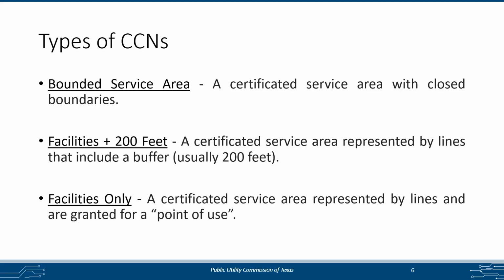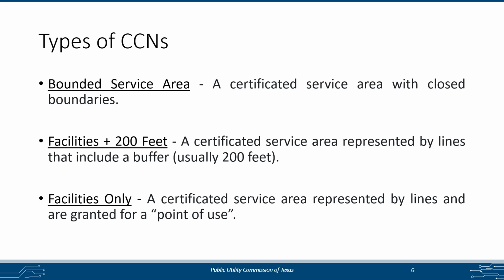So focusing on CCNs, there are actually three different types that we have at the PUC. First is a bounded service area CCN, which is a certificated service area that has closed boundaries. Next, we have a facilities plus 200 feet CCN, which is also a certificated service area represented by lines that include a buffer that's usually 200 feet wide. And lastly, we have a facilities only CCN, which is a certificated service area that's also represented by lines and granted for a point of use.